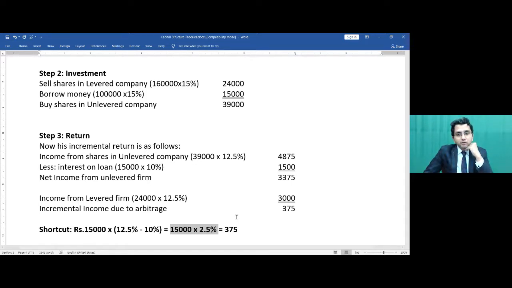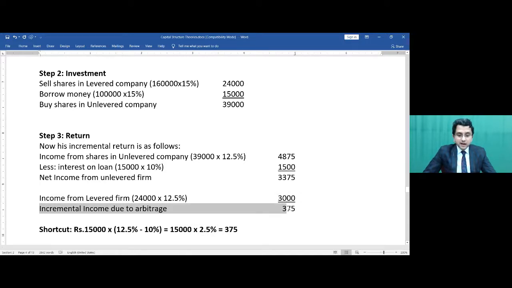If you borrow more, your risk will increase. Here you are maintaining your risk. If you borrow more than 15,000, your risk will increase, and the condition of arbitrage will not be fulfilled. No extra investment, no extra return, still positive return. Moral of the story, arbitrage is happening.